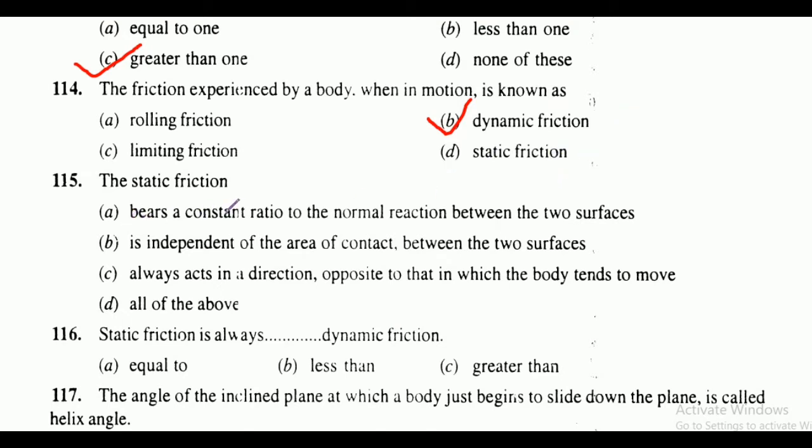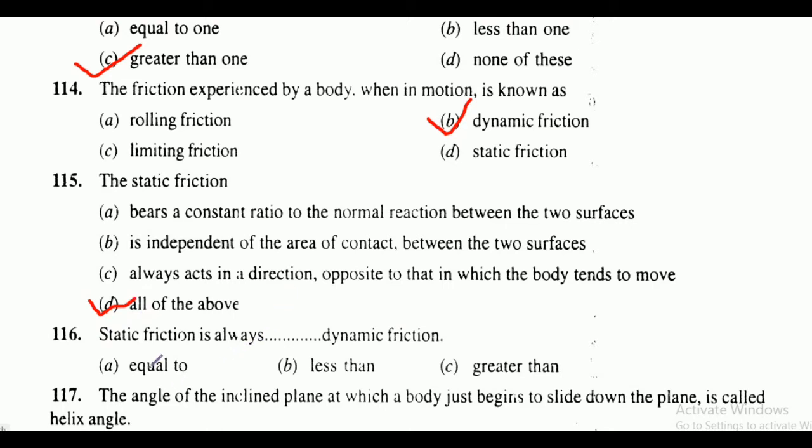Next, the static friction. Here friends, option A is bears a constant ratio to the normal reaction between the two surfaces. Option B is the static friction is independent of the area of contact between the two surfaces. And option C is the static friction always acts in a direction opposite to that in which the body tends to move. And option D is all of the above, and here option D, that is all of the above, is the correct answer for this question.